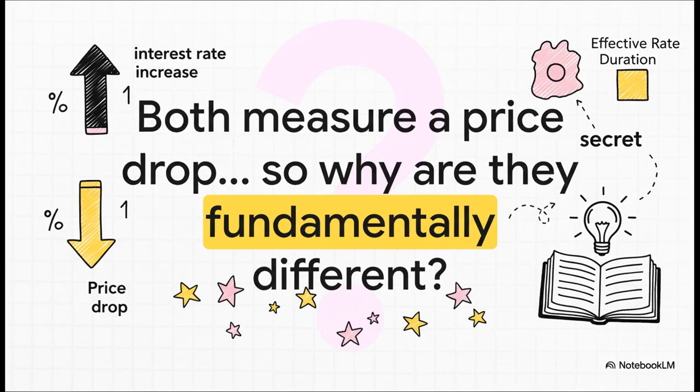So here it is. This is the trap. You see that both of these things measure a bond's price drop for a 1% rate hike, and you think, okay, same thing. But they're not. And the secret, the key to getting that exam question right, isn't what they measure, it's how they assume the interest rates are going to move in the first place.